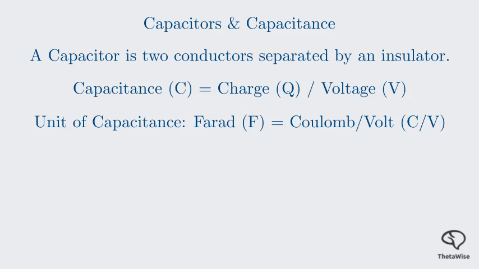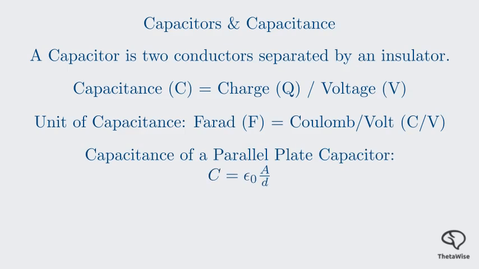For a simple parallel plate capacitor, we can calculate its capacitance using a few physical parameters. The capacitance C is equal to a constant called epsilon naught, multiplied by the area of the plates, A, and divided by the distance, d, between them. This formula makes intuitive sense. Larger plates mean more area to store charge, so capacitance increases. Bringing the plates closer together decreases the voltage for a given charge, which also increases capacitance. The constant epsilon naught is related to the material between the plates, or the dielectric.